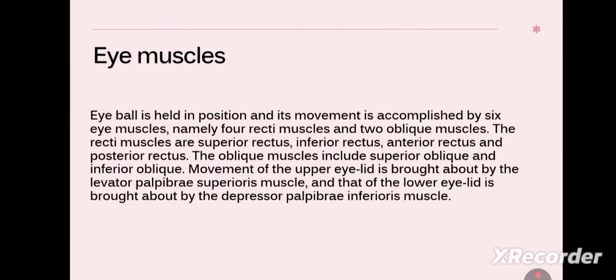Next, eye muscles. Eyeball is held in position and its movement is accomplished by six eye muscles, namely four recti muscles and two oblique muscles. First of all, we look at the recti muscles. The recti muscles are superior rectus, inferior rectus, anterior rectus, and posterior rectus. The oblique muscles include superior and inferior oblique.